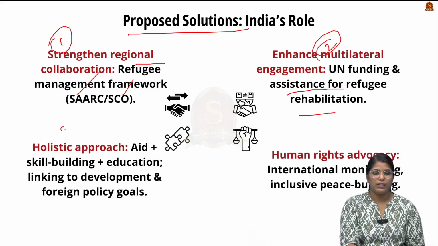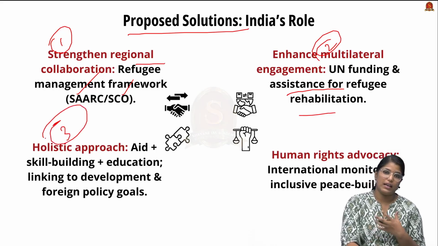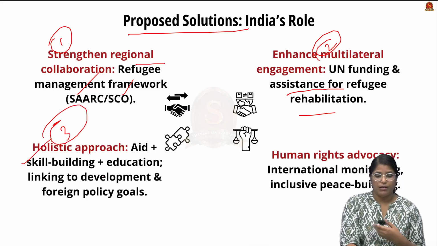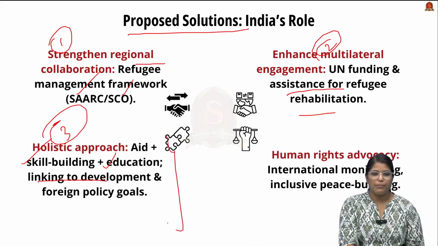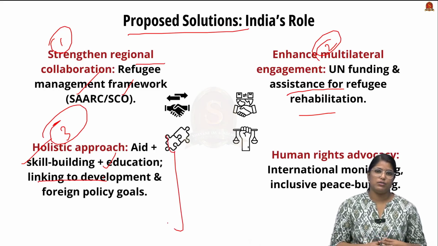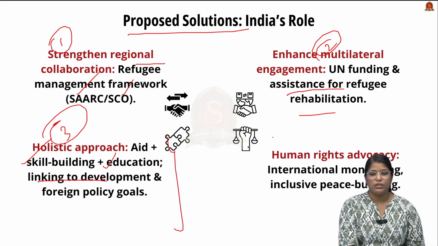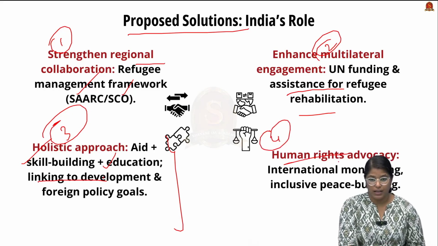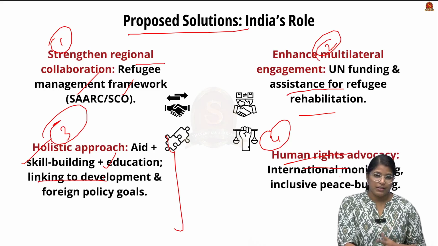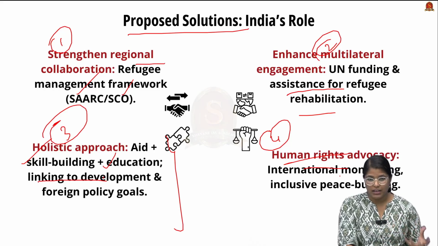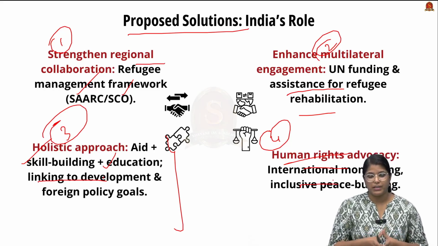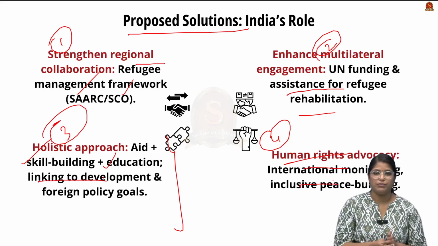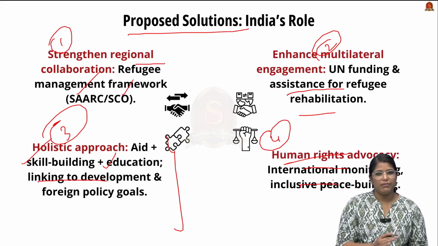And the third important thing is a holistic approach through which India can help through aid, skill development. We can provide concessions when it comes to education, and we can link development and foreign policy goals. So this will bring a holistic approach binding us to the particular country. Now the fourth important thing is human rights advocacy. So any kind of offenses that hurt a larger population or even a single person should be monitored internationally, and there should be an inclusive peace building process that has to take place when it comes to Afghanistan. So these are the very important facts that you have to remember.